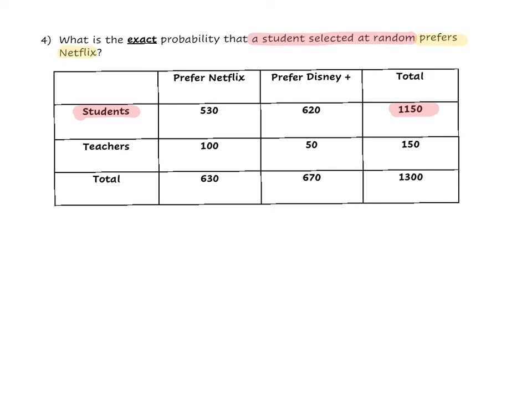So what's the probability that a student selected at random prefers Netflix? So who prefers Netflix that are students? Well, 530. So my total, 530, that prefer Netflix out of my grand total this time of 1,150. So go ahead, type in 530 divided by 1,150 in the calculator and reduce that fraction because I'm asking for an exact probability. Pause the video and then hit resume when you're ready for the answer.